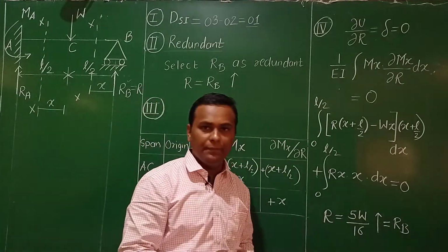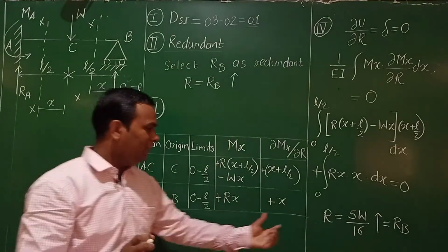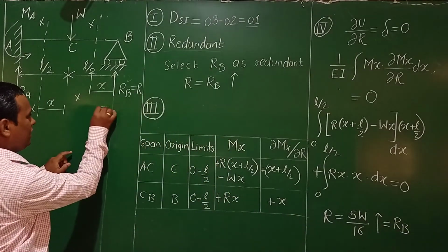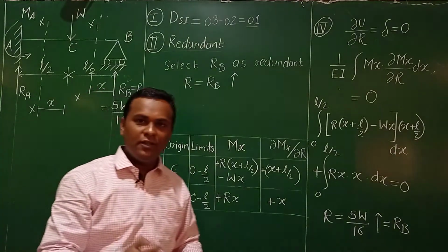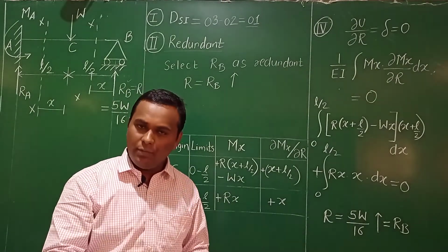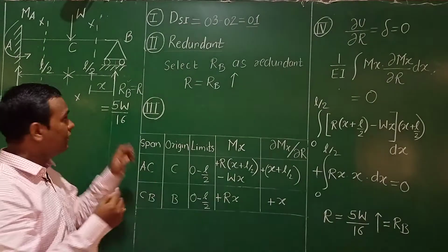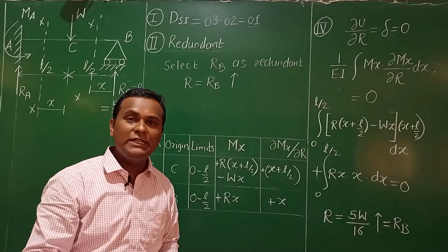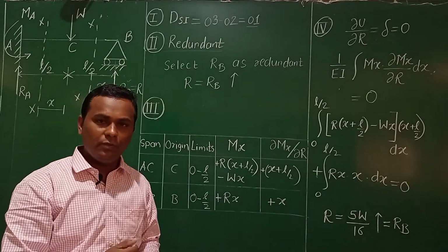Now just see this example. Here RB we have calculated using the strain energy method. Now RB is known, RB is equal to 5W upon 16, so we can use the equations of equilibrium, that is summation of Fy equal to 0 and summation of moment about any point equal to 0. We are left with only two unknowns, RA and MA, which we can find using these conditions of equilibrium.